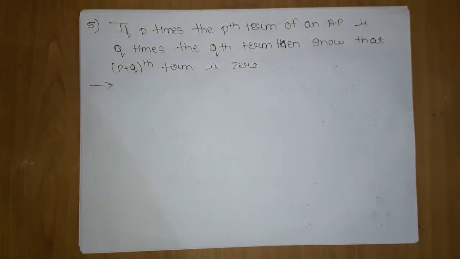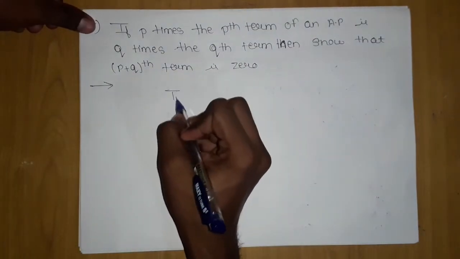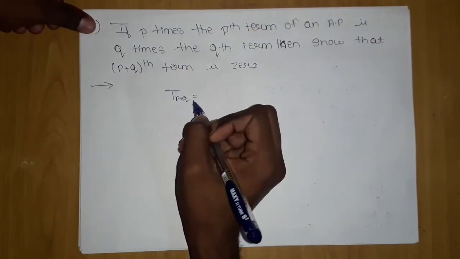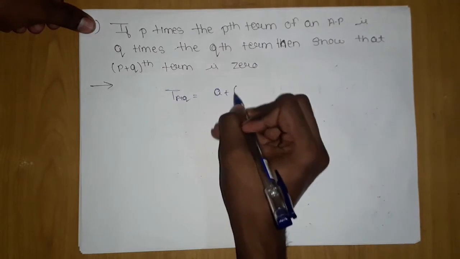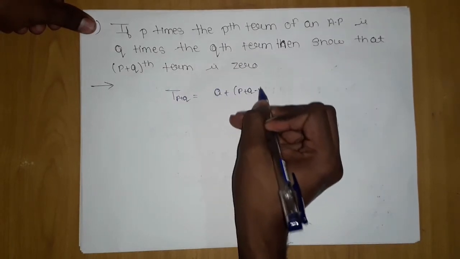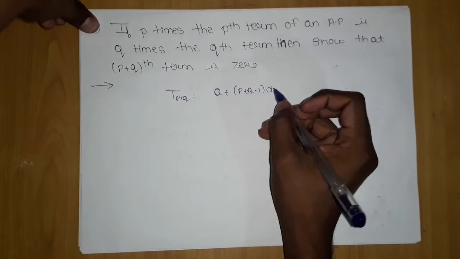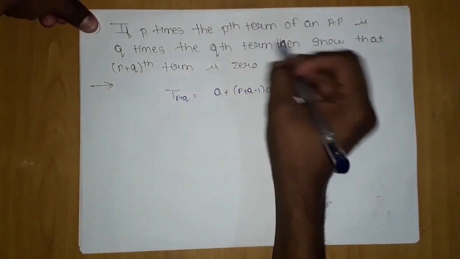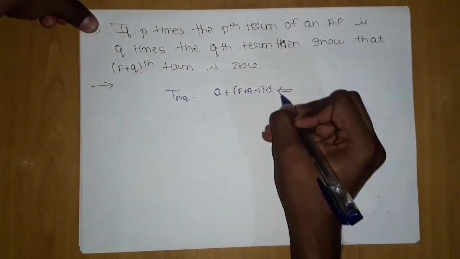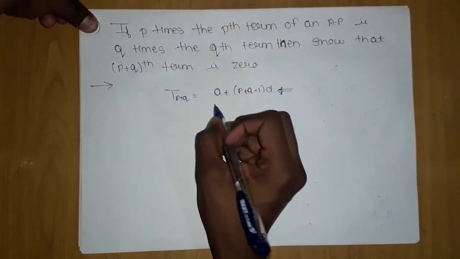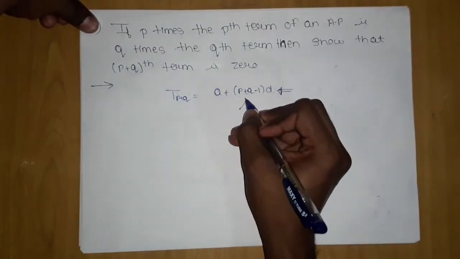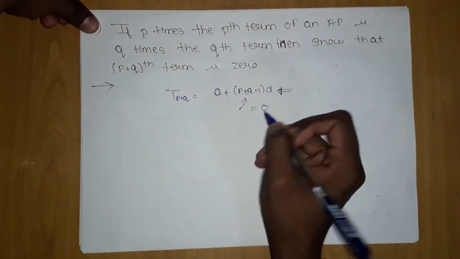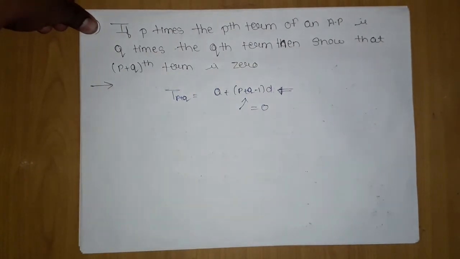And how will we predict that we came to know the answer? Just see this. Tp plus q term is what we needed to find: a plus p plus q minus 1 into d. So using these two, after solving these two conditions, we will get at some point this equation. If it is equal to 0, then we have proved that the p plus q term is equal to 0. Now let's simplify what is given.